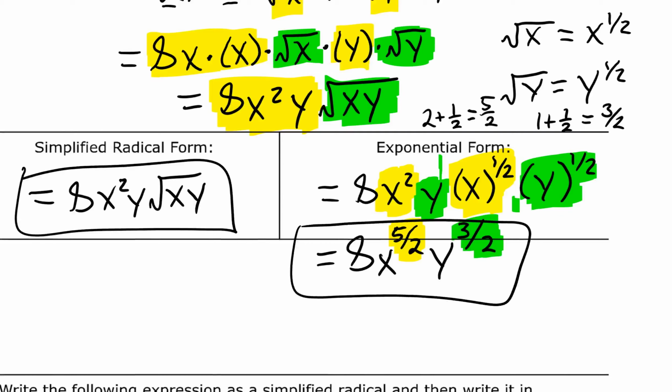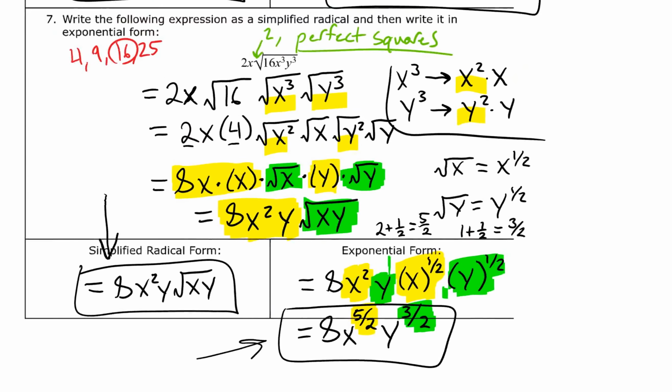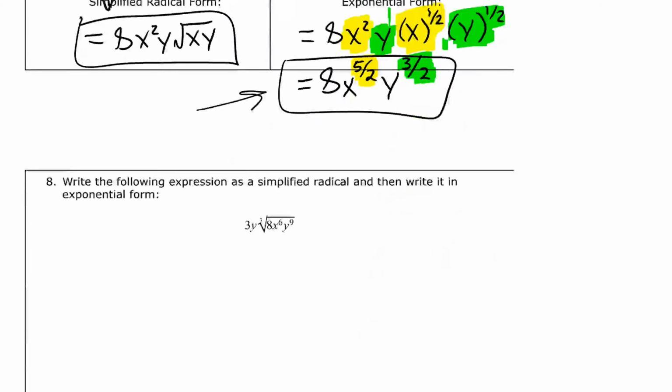Now for the first couple of problems on DeltaMath, you're only going to be worried about simplified radical, but I believe the last two you're going to have to know how to do this. Luckily the last two are multiple choice, so it should be a little bit easier. Okay, let's do another example.